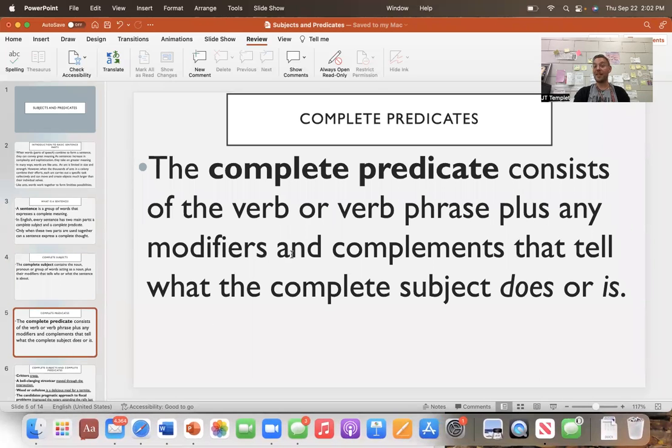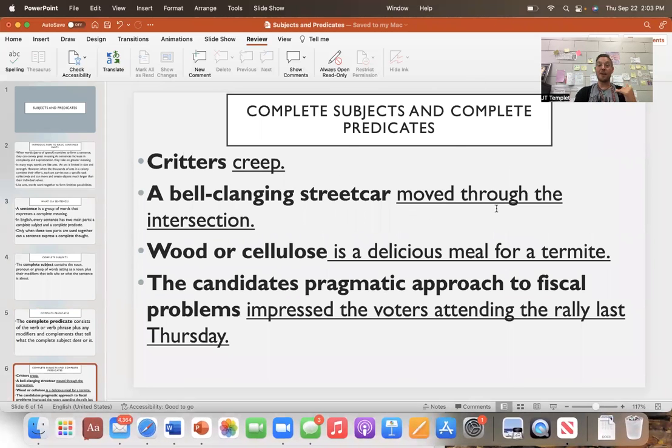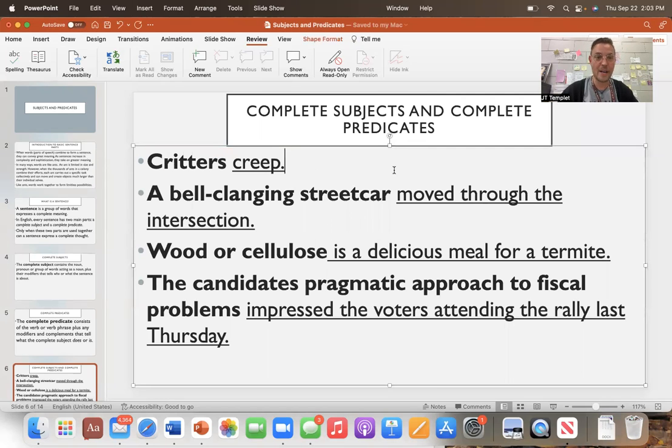The complete predicate consists of the verb or verb phrase, plus any modifiers and complements that tell what the complete subject does or is. So in this way, we end up dividing our sentences in half between a complete subject and a complete predicate. In our first sentence, it's a very, very simple sentence, right? Critters creep. Critters is the subject. Creep is the predicate. It's the action.